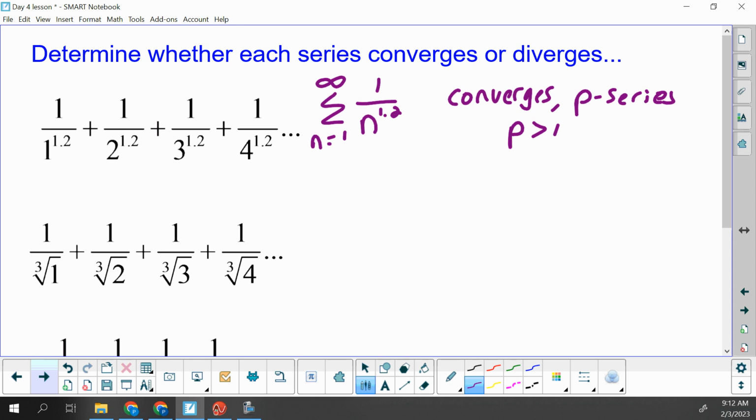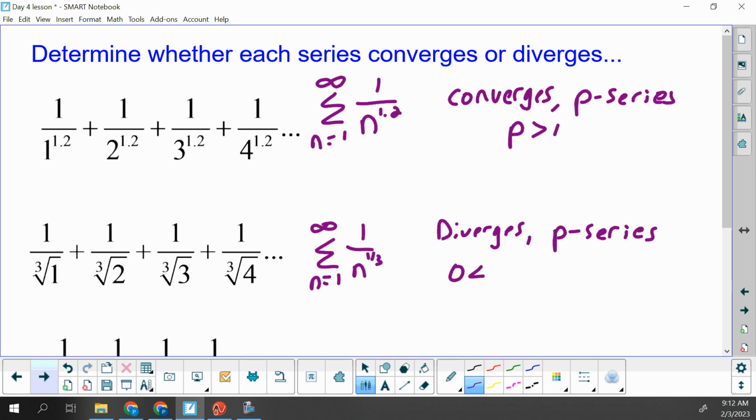Our second one in series notation, this would be n equals 1 to infinity, we'd have 1 over the cubed root of n, which is really n raised to the 1/3. This would be a diverges. And our reasoning, we would say, is p-series where p is greater than 0 but less than or equal to 1.